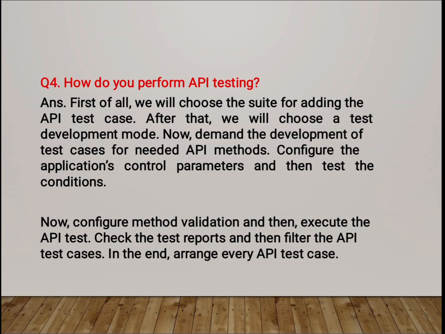How do you perform API testing? First of all, we will choose the suite for adding the API test case. After that, we will choose a test development mode. Now, demand the development of test cases for needed API methods. Configure the application's control parameters and then test the conditions. Now configure method validation and then execute the API test. Check the test reports and then filter the API test cases. In the end, arrange every API test case.